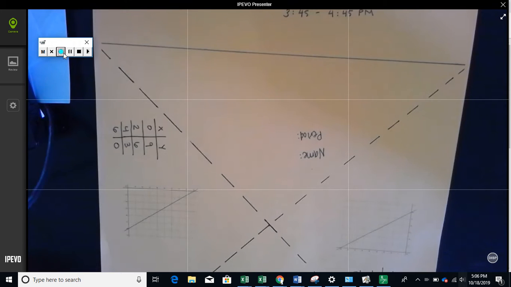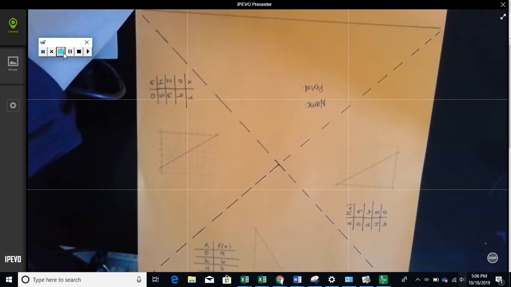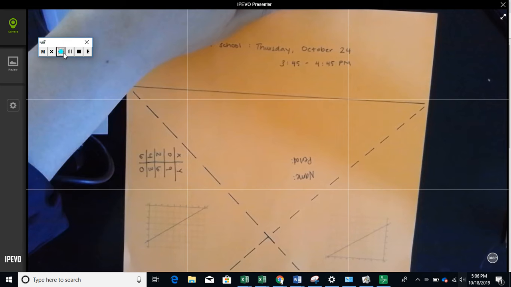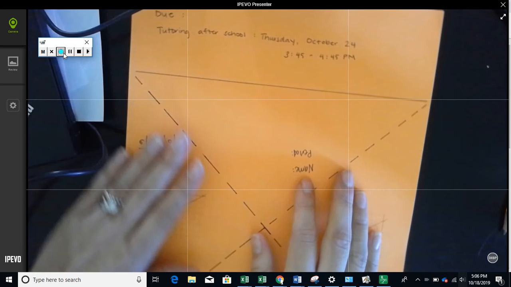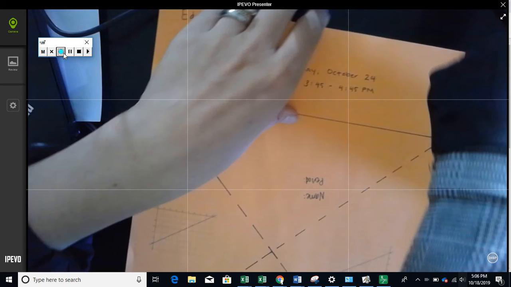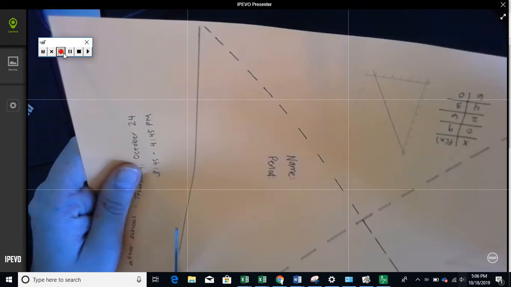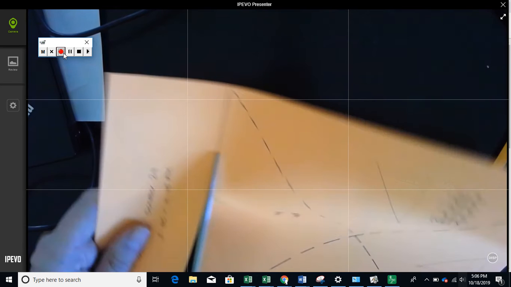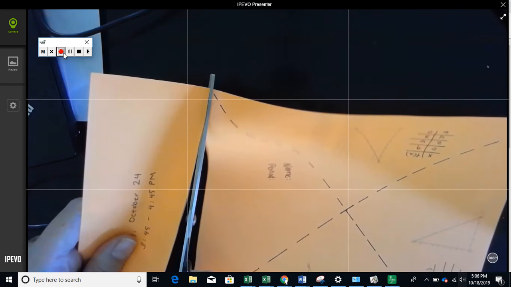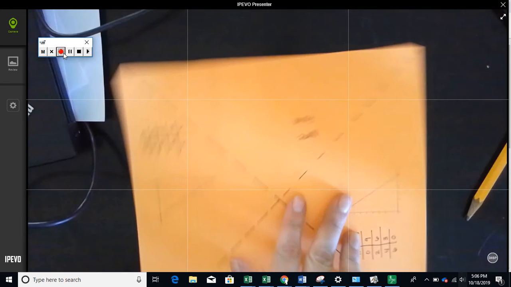Alright, so I'm going to first help you start with the foldable. The first thing you're going to need to do is right here, you're actually going to cut this part off, or you can probably fold it and then just tear it off. But you need to cut this part off. If you don't have scissors, then just take the notes and we'll cut it tomorrow in class.